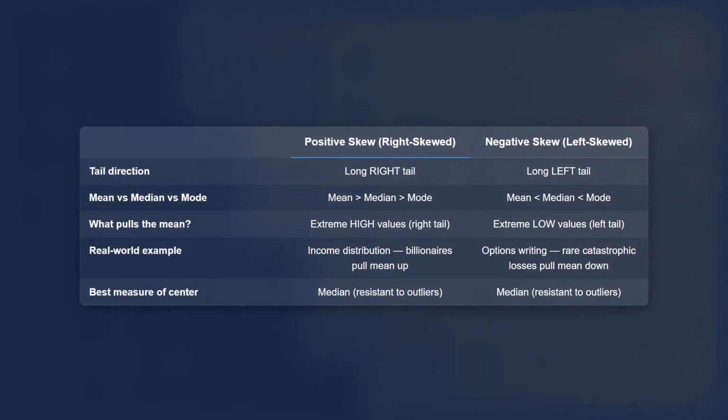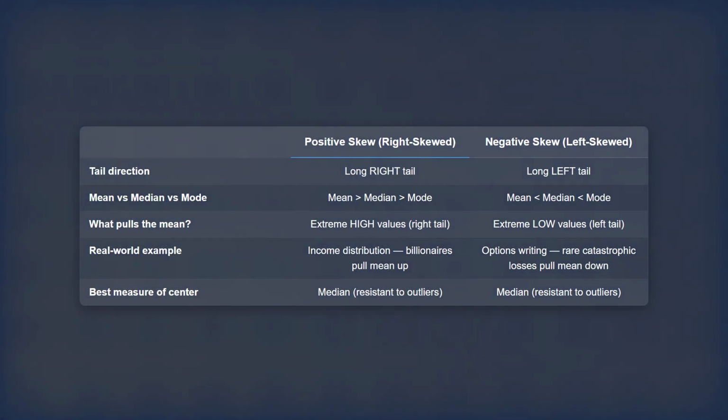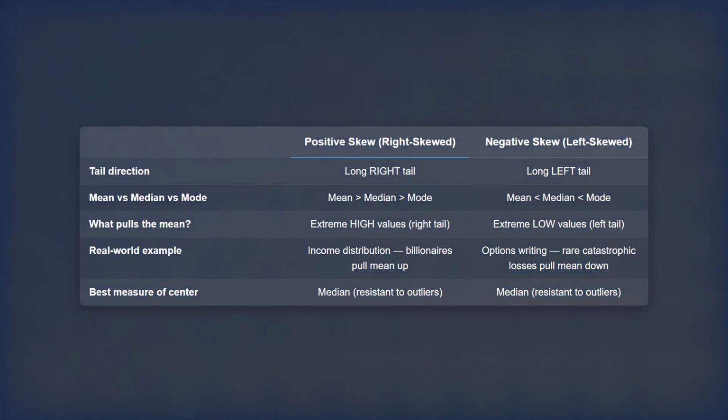Think of income distribution. Most people earn below the national average. A few billionaires pull the mean up. That is positive skew. Negative skew, left-skewed, has a long left tail. Occasional catastrophic losses pull the mean down. Mean is less than median, which is less than mode. Options writing strategies. Most months bring small wins. But occasional disasters drag the mean below the median.